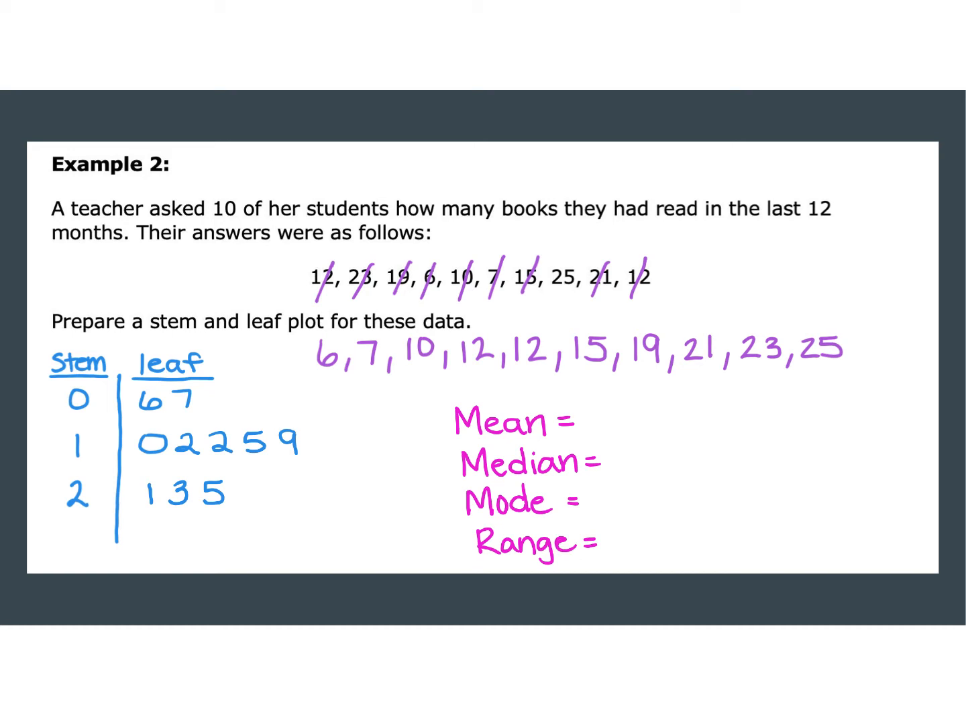To find the mean, we will add up all of the numbers together and then divide by the amount of numbers that there are. 6 plus 7 is 13, plus 10 is 23, plus 12 is 35.